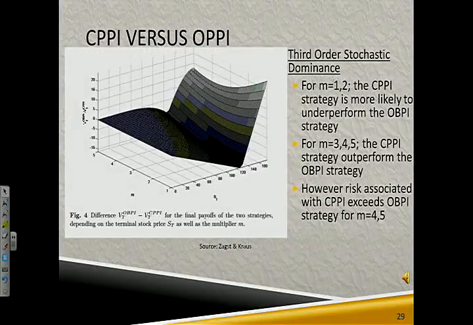Now this third order stochastic dominance is modeled here on the left, but it's a little bit difficult to interpret from just the plot. So in situations where n equals 1 or 2, the CPPI strategy is more likely to underperform the OBPI strategy. But for higher values of n, CPPI outperforms OBPI all the time. However, the risk associated with CPPI exceeds OBPI for n equals 4 and 5 in this situation.